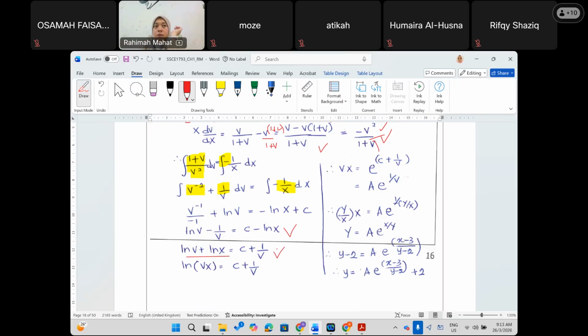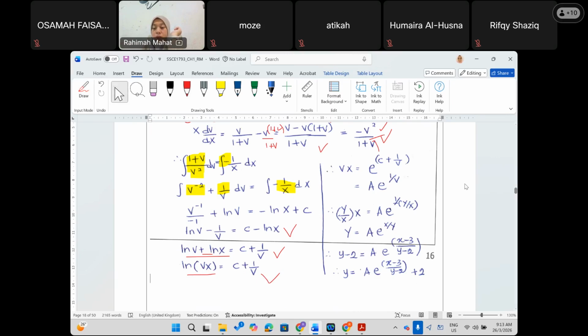By using the ln properties, if there is a plus, it means that you can simplify to ln vx. This one is from the properties, okay? You can check the properties of ln and exponent. If plus, we get the product. So ln vx is equal to c plus 1 over v.